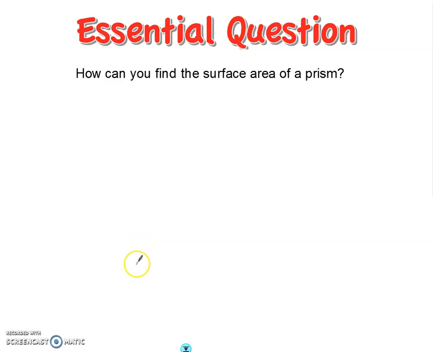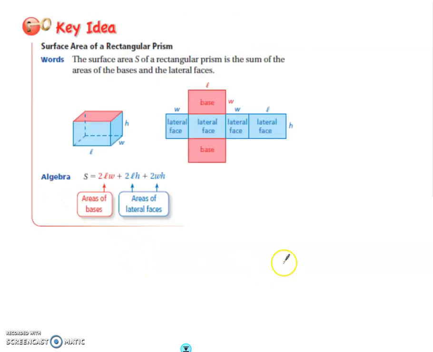So here's our essential question. Feel free to pause, write it down. In the upper right-hand corner, we have our key idea. Chapter 9 is all about surface area and volume. You've talked about surface area and volume before, but there's a lot to remember. So we're going to start with surface area of prisms.